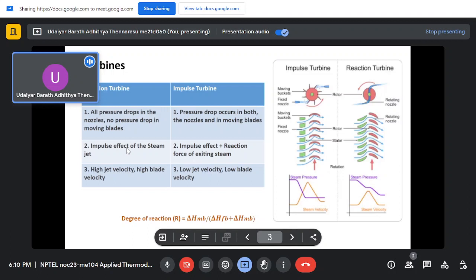And if you see the degree of reaction, the degree of reaction is the change in enthalpy in the moving blade divided by the total enthalpy change in the fixed and moving blade. So that is the degree of reaction for a stage. For an impulse turbine, in the moving blade there is no change, so that will be 0. So we can say that the degree of reaction will be 0 for an impulse turbine. But for a reaction turbine, the reaction may vary from 0 to 1.